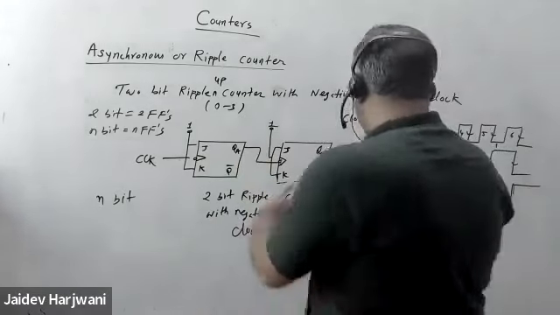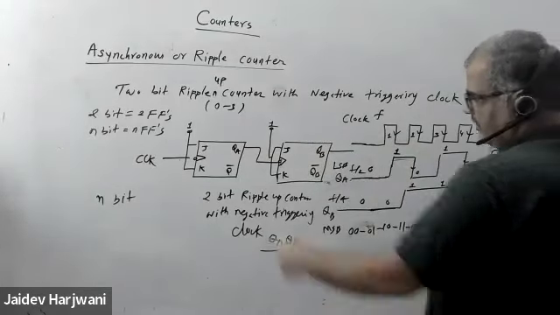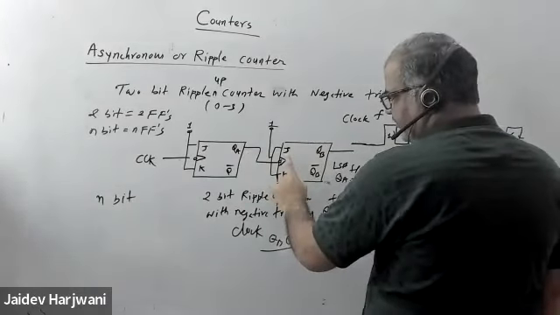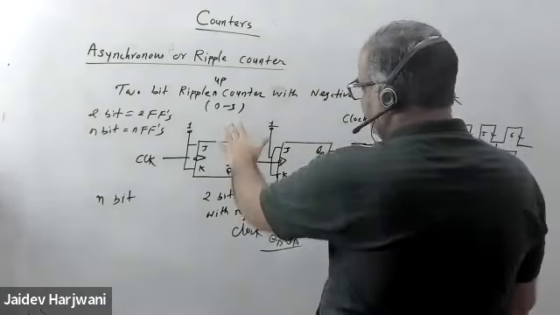Okay, you can check first thing this curve, or you can remember if this is connected here in negative triggering, then it is up counter. Okay, so this is a ripple up counter.